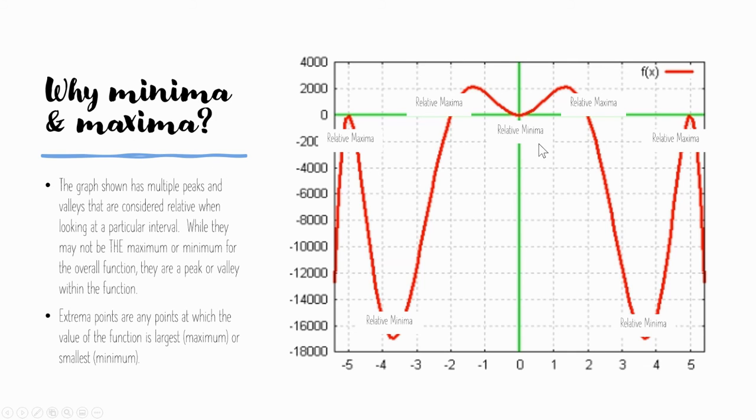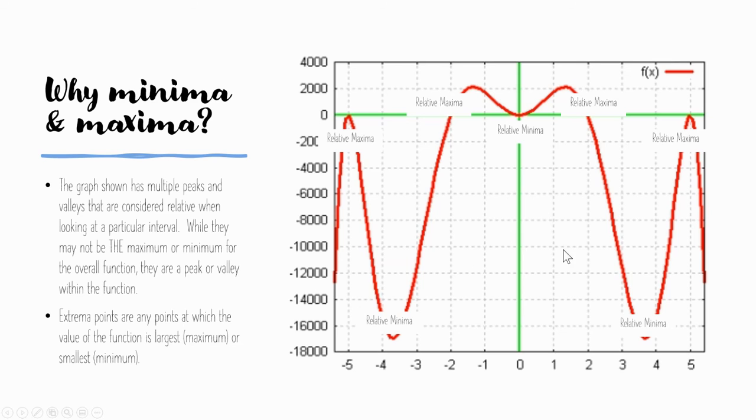All right, the graph shown here has multiple peaks and valleys that are considered relative when looking at a particular interval. While they may not be the maximum or minimum for the overall function, they are a peak or a valley within the function. And then you have what's called extrema points. Those are the maximum or the minimum. It's the highest point or the lowest point of the function.